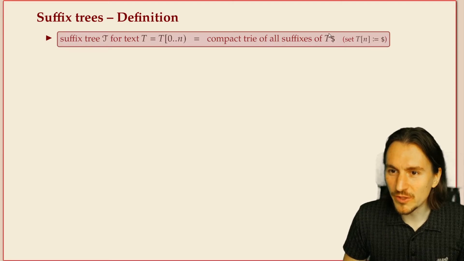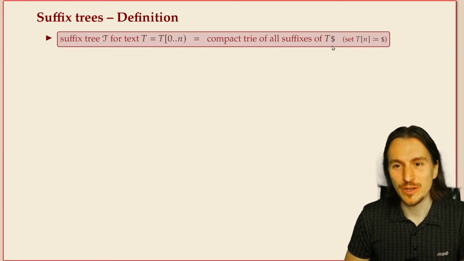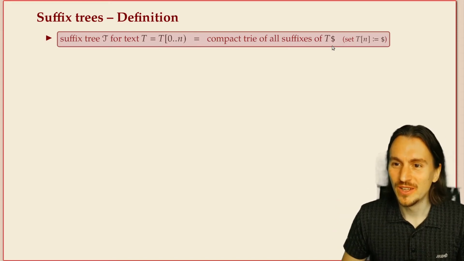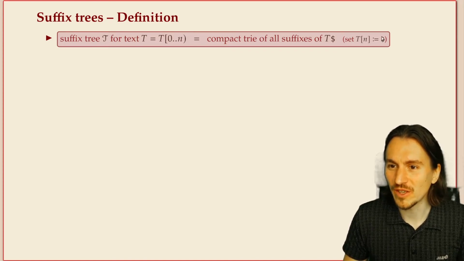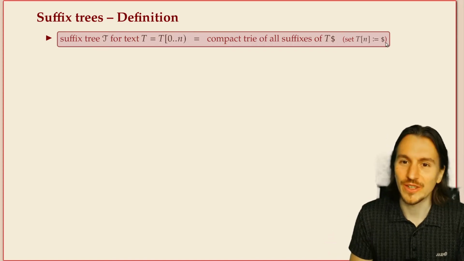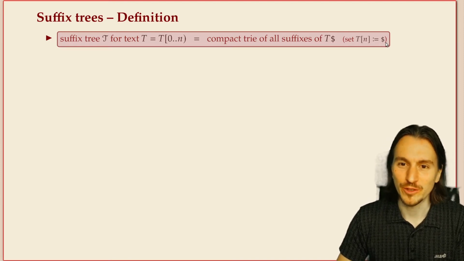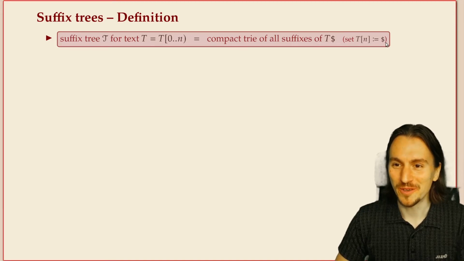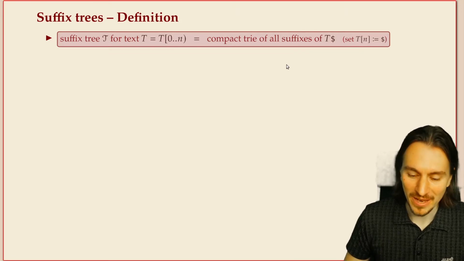And we append this $ sign again so that all the suffixes are prefix-free, that no suffix of T is a prefix of another suffix. So we will always assume that this nth character of T is set to $, and the $ sign again is some symbol that is not in our alphabet, an artificial end of file character if you want. Nice and simple, right? Very easy in a sense to define.